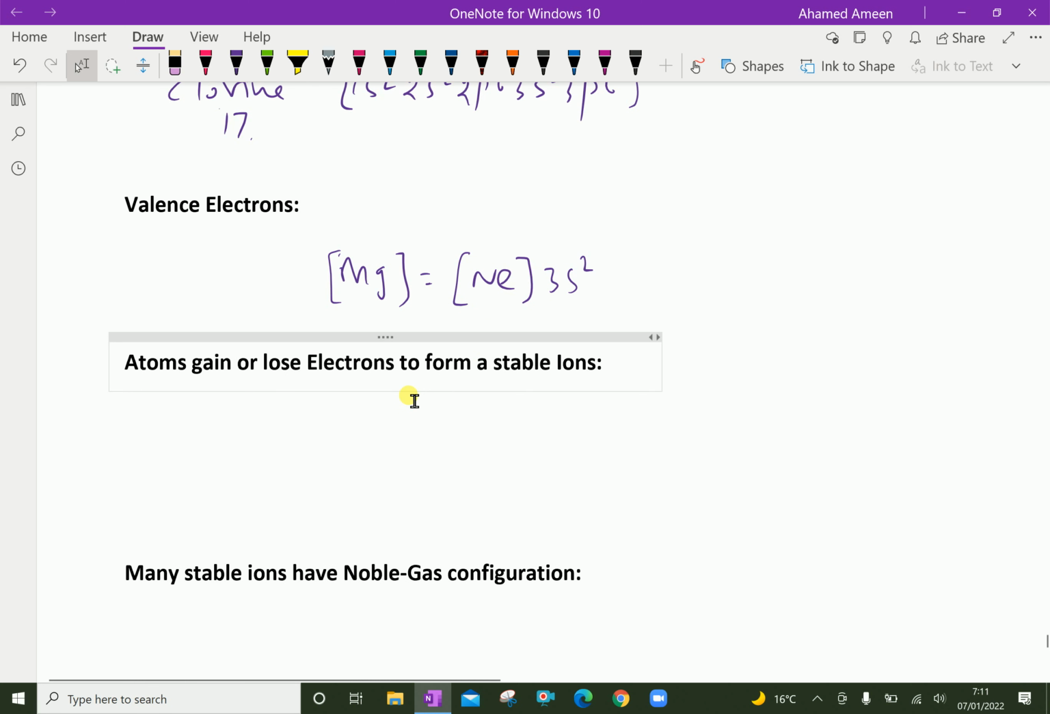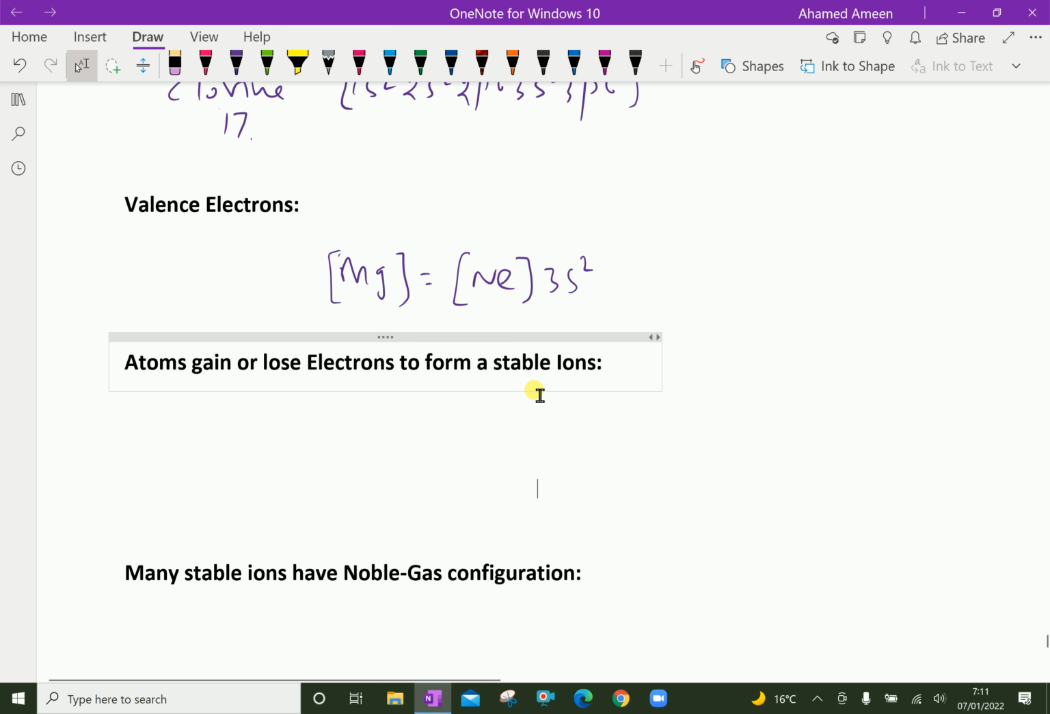Atoms gain or lose electrons to form stable ions. Recall that potassium loses its one valence electron, so it will have the electron configuration of the noble gases. But why do potassium atoms not gain 7 more electrons to become stable instead? Because losing 1 electron is easier than gaining 7 electrons. The reason is the energy that is involved. Removing 1 electron requires far less energy than adding 7 more.